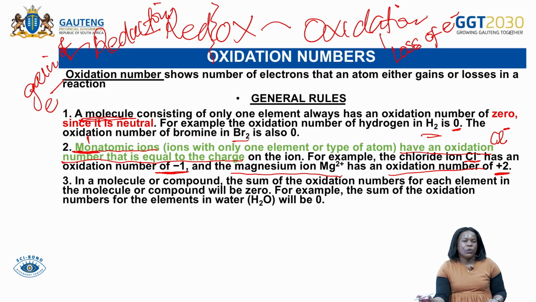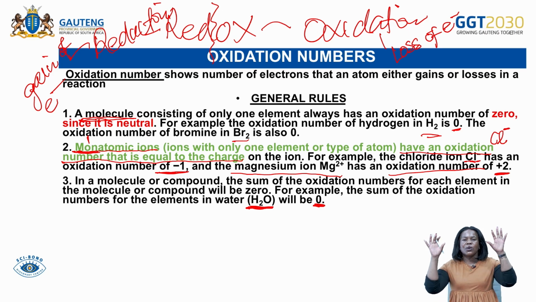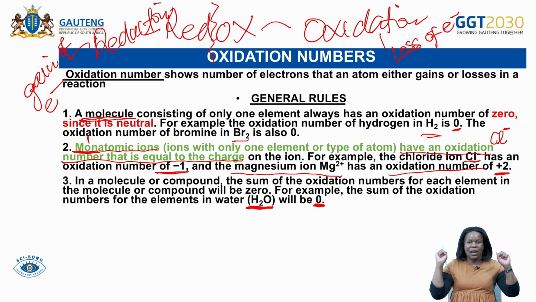All right. Moving right along, rule number 3. In a molecule or a compound, the sum of the oxidation numbers for each element in the molecule or compound will be 0. Let's break it down. So let's give it an example. The sum of oxidation numbers for the elements, for example, this compound in here is going to be what? It's going to be 0. Why? It's because there is no charge. It's not a cation. It's not an anion. It's just neutral. Why? Because it has no charge at the top. So its oxidation number is going to be 0, because it's not positively charged or negatively charged. It is just a neutral molecule or a compound.